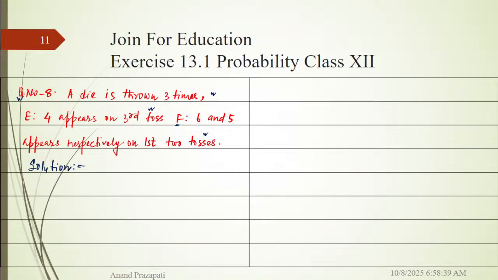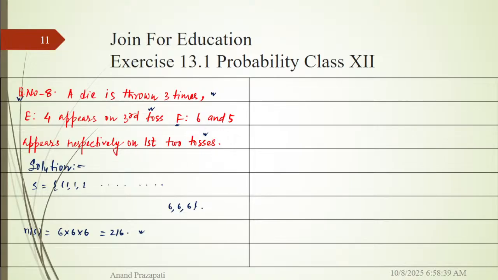So the sample points of this experiment will be: we write down here 1 1 1, and at last it will be 6 6 6. So the number of sample points, that is the number of S, will be 6 into 6 into 6, equal to 216. Hope there is no problem understanding up to this step.